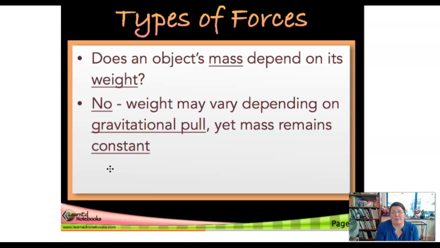And I can hear some of you now. But what if you pooped on the plane? Well, if you pooped on the plane, there'd be a little bit less matter in you. But for the most part, the mass of you, the matter within you, remains the same.